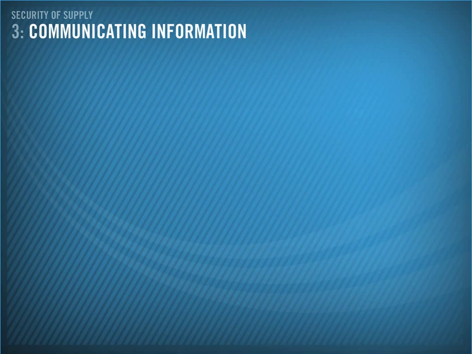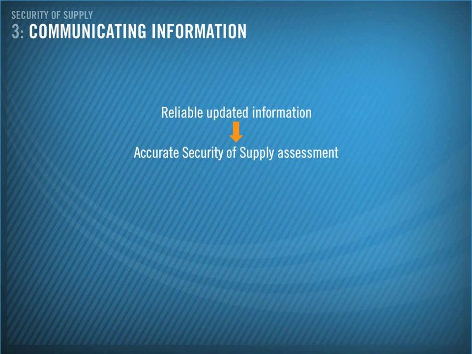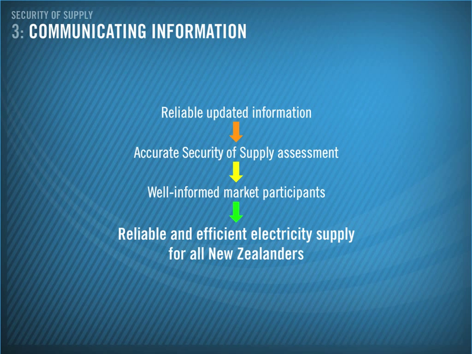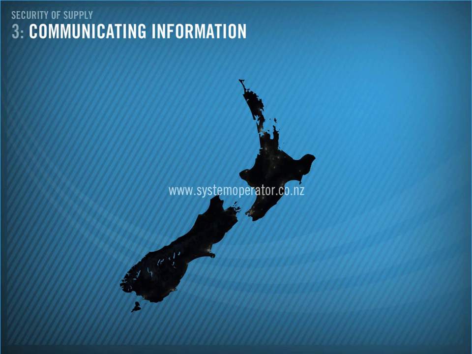As you can appreciate, up-to-date information about the factors we have covered is very important. The more reliable the information we have, the better our model and security of supply assessment. All of this allows the market to make informed and responsible decisions. It also supports the goal of providing reliable and efficient electricity to all New Zealanders. You can find out more on our website.